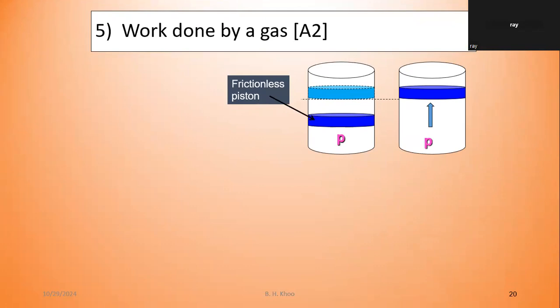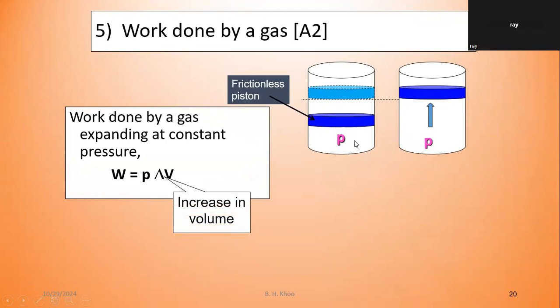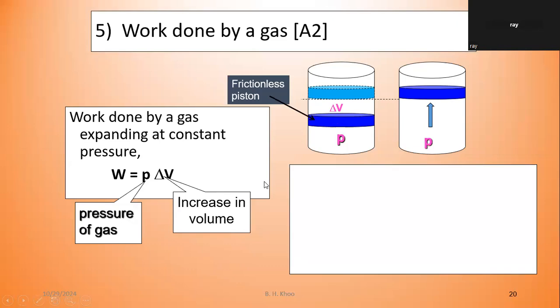Right, this is A2. I will just go through it briefly with you. Constant pressure, the volume changes from its initial volume. Frictionless piston: there's a piston that is movable. So the pressure applied to it increases the volume. Work done by expanding gas at constant pressure is P delta V. Delta V is the increase in volume. P is the pressure, constant pressure.